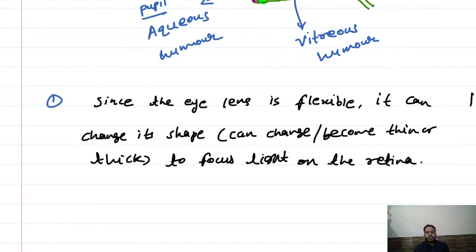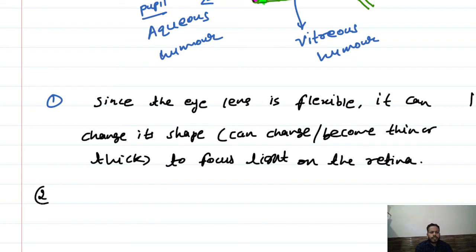I will be explaining this point. Since the shape of the eye lens is convex and it is flexible, it can change its shape, or it can become thin or thick to focus light on the retina. So the eye lens can become thin or thick in order to focus the light rays on the retina. This is a very important point.